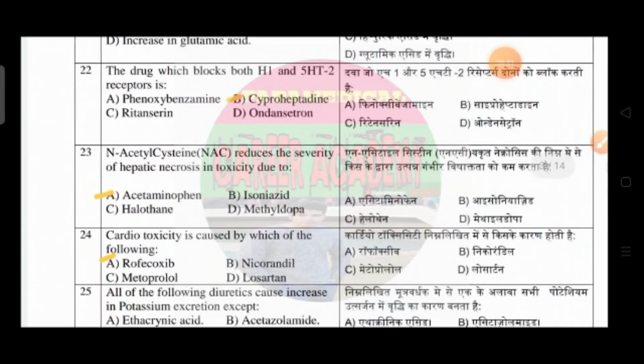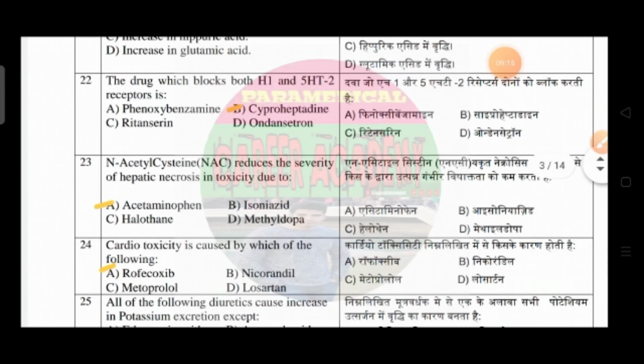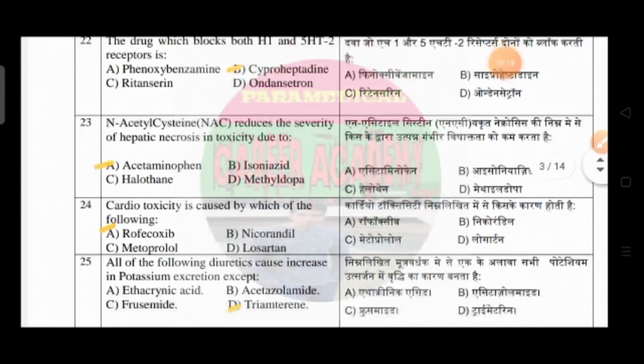Question number 22: The drug which blocks both H1 and 5-HT2 receptors is? Option A is phenoxybenzamine, option B is cyproheptadine, option C is ranitidine, option D is ondansetron. So the correct answer is cyproheptadine.